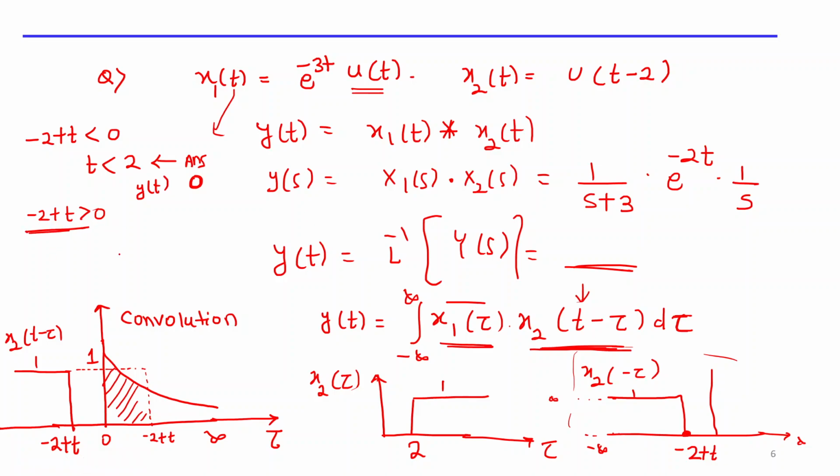then you first find out what is x1 tau. X1 tau is nothing but e to the power minus a tau. Next, what is x2 t minus tau? X2 t minus tau has an amplitude of 1. Now you have to multiply these two signals from which value to which value? From 0 to minus 2 plus t is the limit. Now you integrate this signal and find the answer. Whatever the answer, that is your answer.